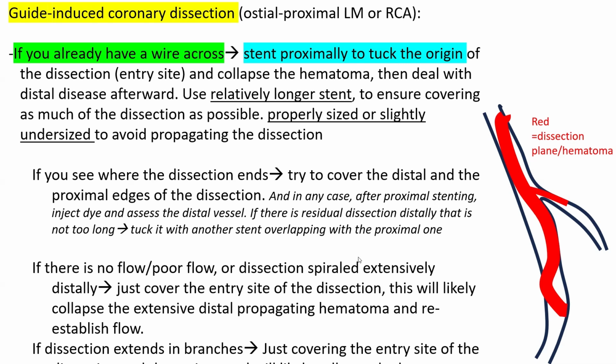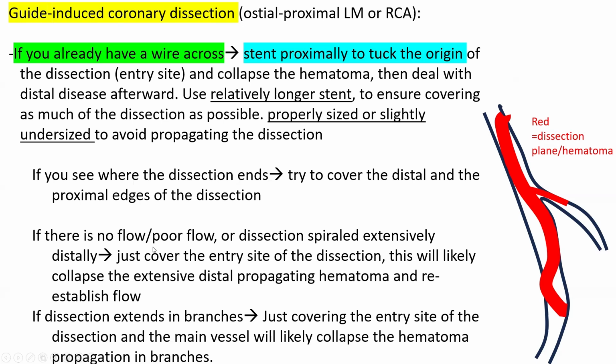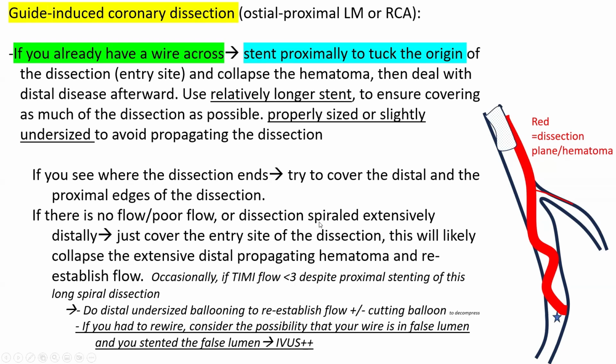If there is residual dissection distally that is not too long, tuck it with another stent overlapping with the proximal one. If there is no flow, poor flow, you don't know where that dissection ends, or the dissection has spiraled extensively distally, just focus on covering the entry site of the dissection, the proximal part of the dissection. This will likely collapse the extensive distal propagating hematoma and re-establish flow.